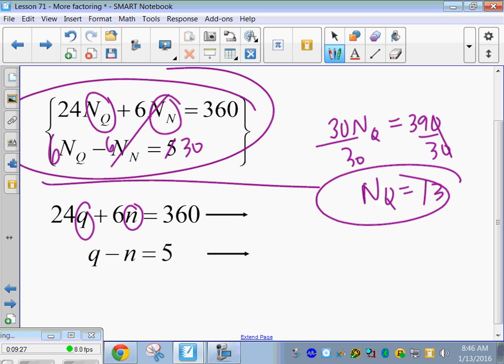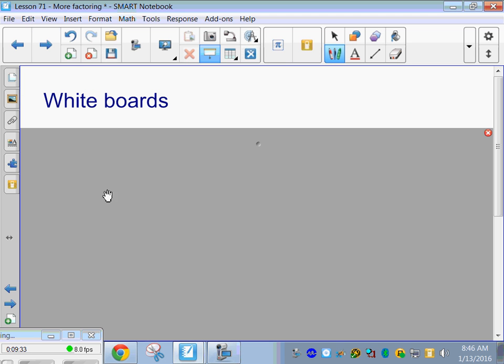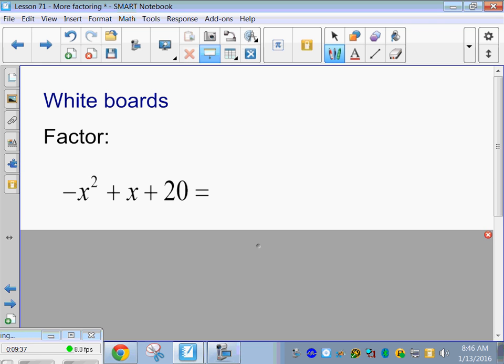If you want to just change them to q's and n's, that's fine. Everybody good with this? Okay, I went pretty fast, but you already know how to do that. So let's try a couple factor tractor problems.